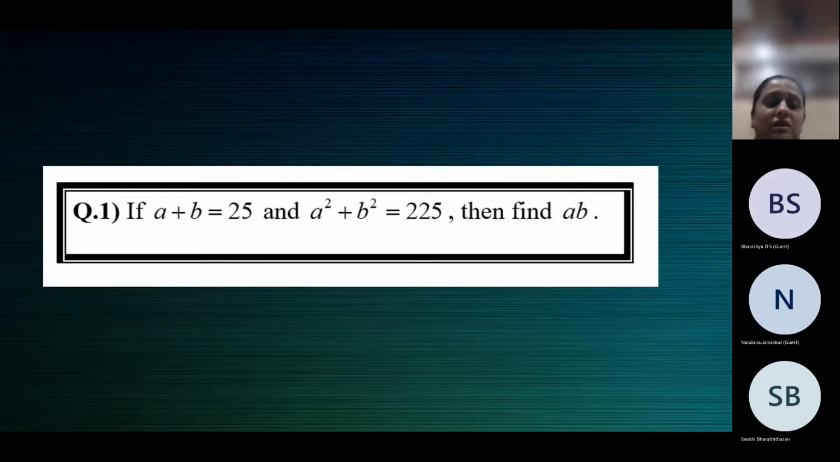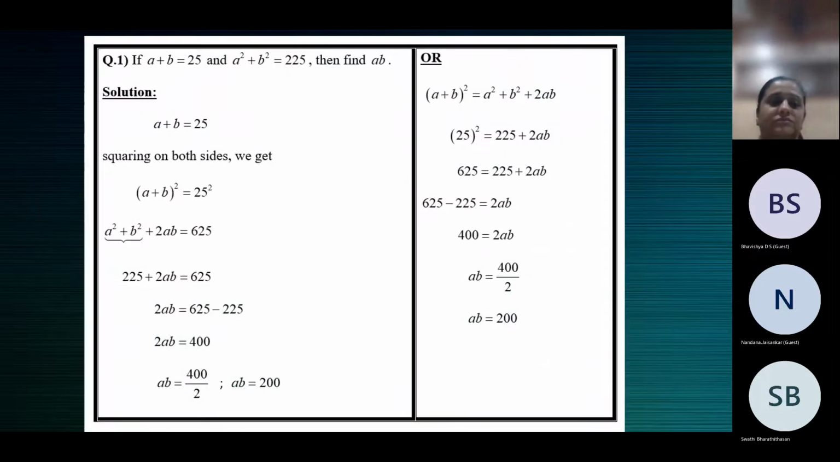So see here. If a plus b is equal to 25 and a square plus b square is equal to 225, then find ab. So see, now what is given? A plus b is equal to 25 is given to us. Let's square it on both the sides. Squaring on both the sides, a plus b the whole square is equal to 25 square.